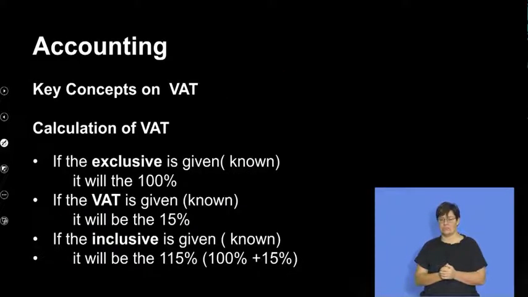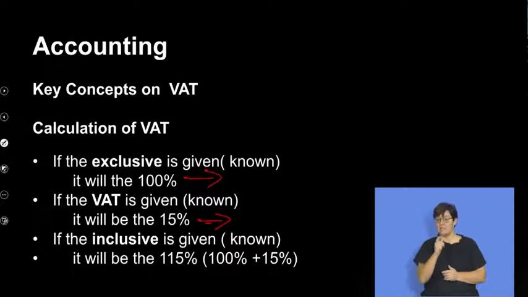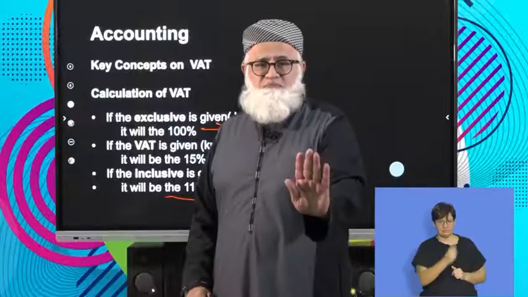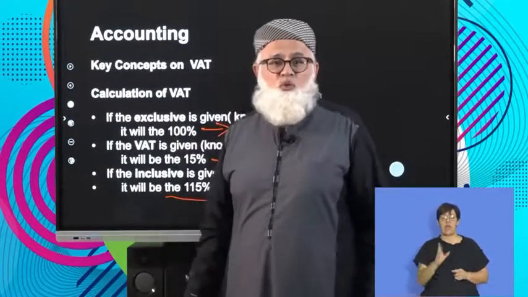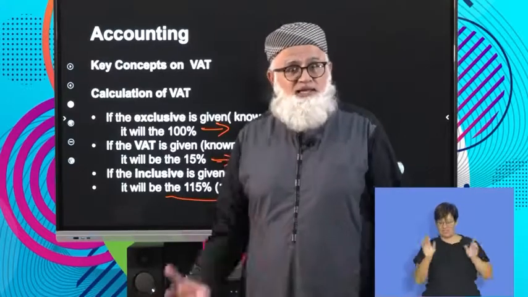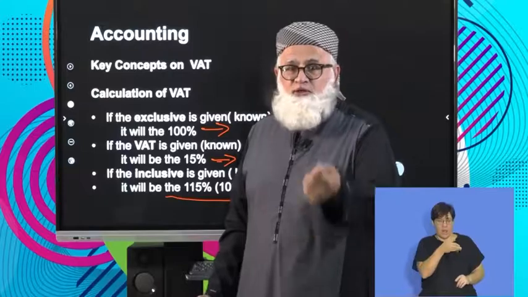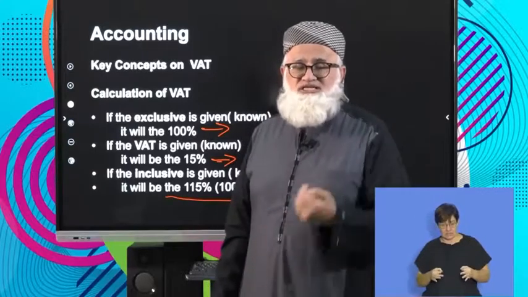So, if the exclusive is given to you, it will be 100%. If the VAT is given to you, it will be the 15%. If the inclusive is given to you, it will be the 115%. So keep this in mind. 100% exclusive, VAT 15%, inclusive 115. So therefore you can clearly see that depending on what information is given to you, you will then have to use that information to determine what the question is asking for.